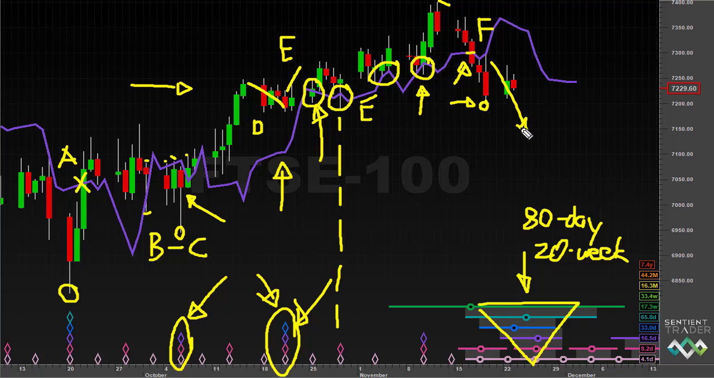If the magnitude of that trough turns out to be 80 days, okay, good. If the magnitude of that cycle trough turns out to be 20 weeks, even better, we're likely to see a bigger move down into it.